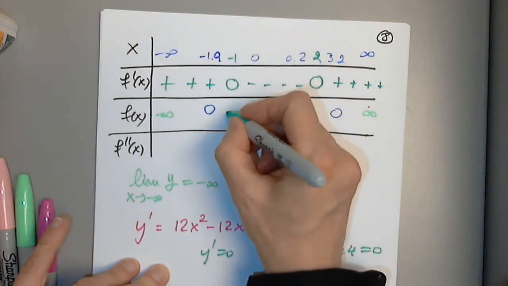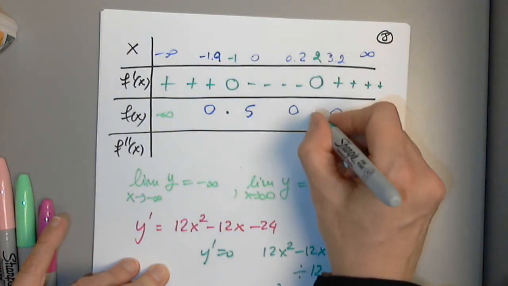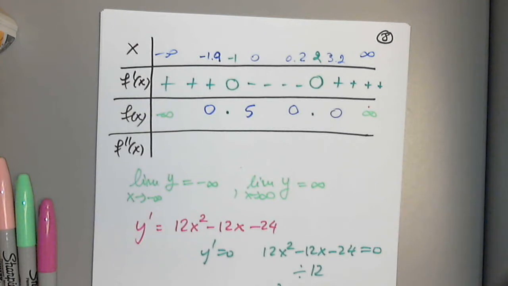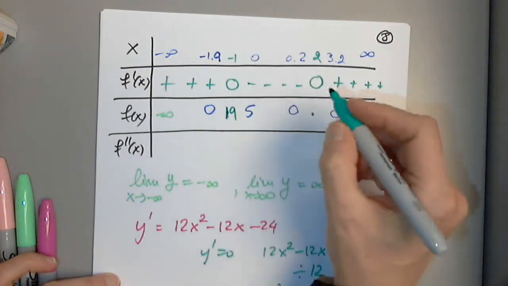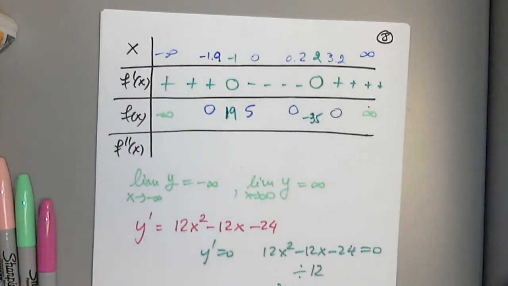Now I have to determine this value, and I have to determine this value. But I have the function in the graphing calculator already. I'm just going to go to second and table and punch in negative 1 and 2. So it's 19 and negative 35 respectively.